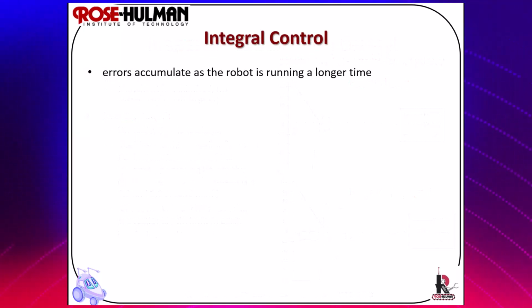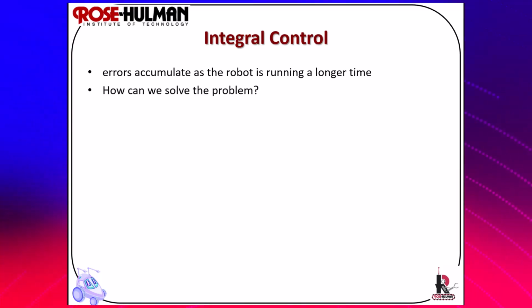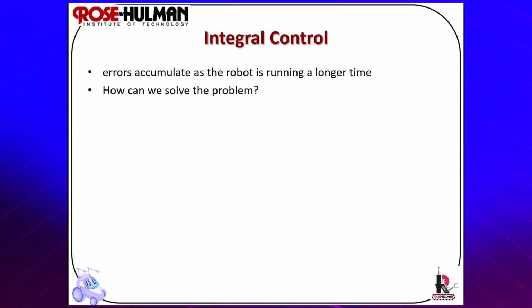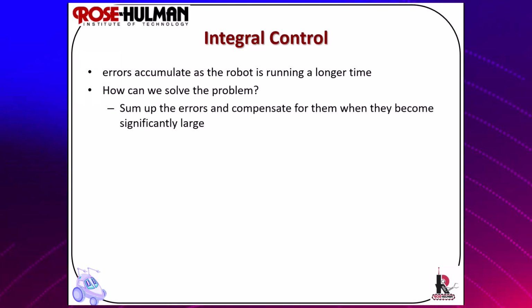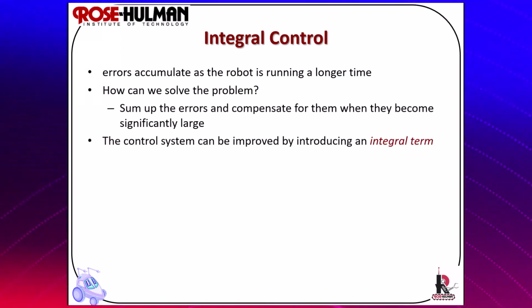Now, for integral control, this is when you have a steady state error. So the error accumulates as the robot is running over a long time. And in microcontroller programming, integral control is actually a summation. So what you're going to do to solve the problem is you sum up the error over time. And after the error exceeds a given threshold, then the integral controller should kick in to try to reduce that error to 0. So once that becomes large enough, the robot will then make an adjustment with motor speed or with a turn angle to try to reduce that.